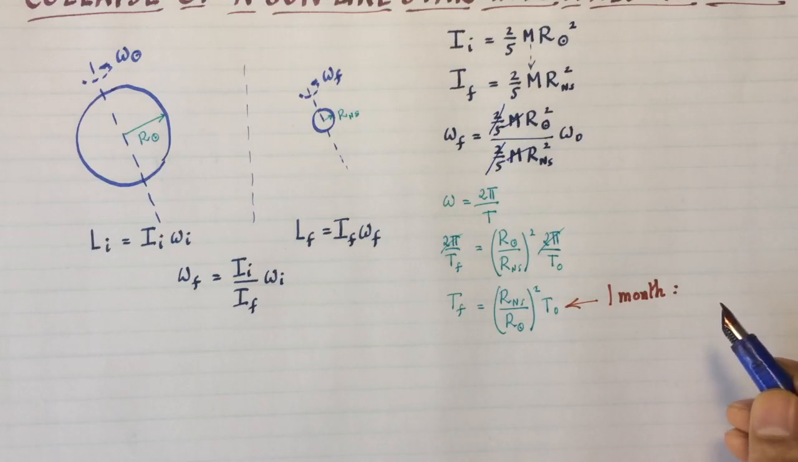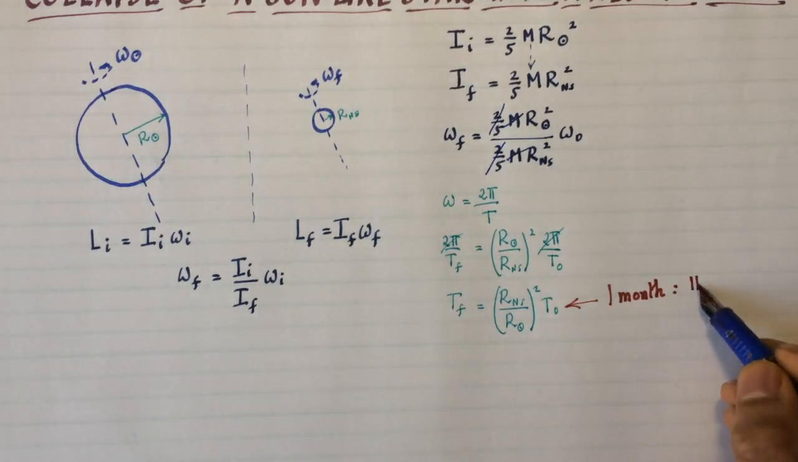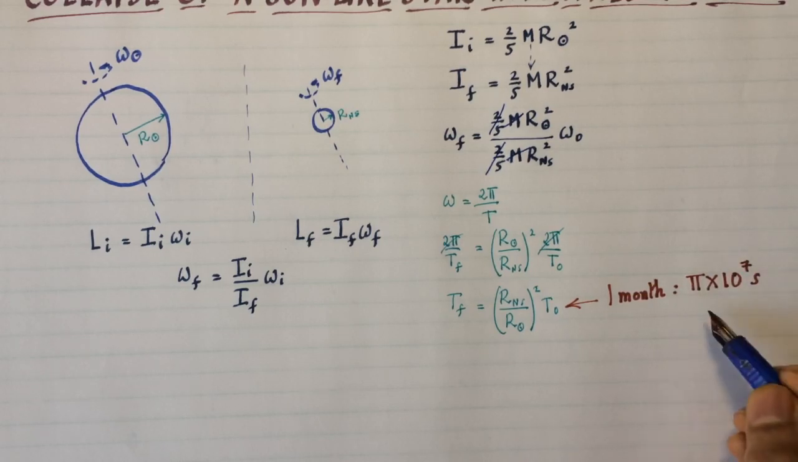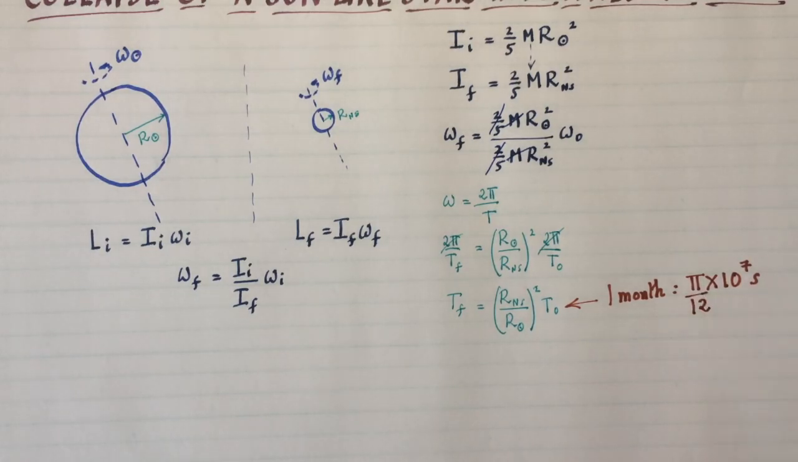Now I know that 1 year is pi times 10 to the 7 seconds. That's one of those things I like to remember about units. So 1 month would be pi over 12, because there are 12 months in a year. Let's go do this calculation.